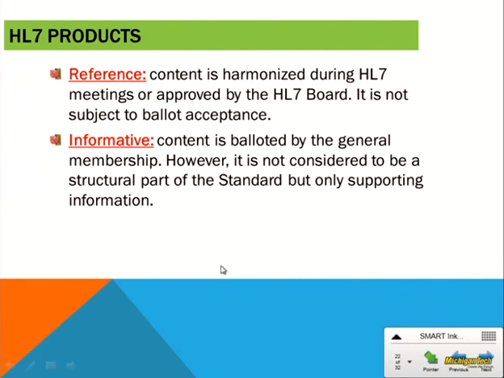Another is called a reference. Reference, in fact, does not need approval from the general membership. It can be just approved by the HL7 board. It's harmless during the HL7 meeting. It's not subject to the board acceptance. Even if the United States does not agree with us, that's fine. We just put the reference there. That's board approved, that's fine. So this is the third type of HL7 document.